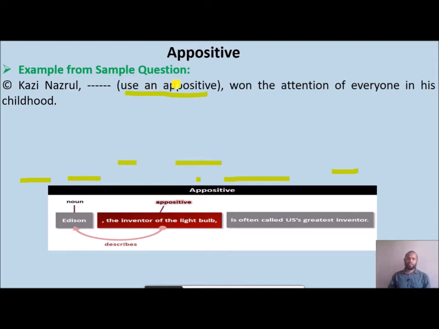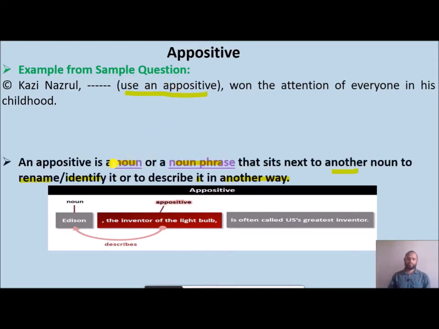Now a question may arise: what is an appositive? An appositive is a noun or a noun phrase that sits next to another noun to rename or identify it or to describe it in another way. Okay, so an appositive sits beside or next to another noun, and its purpose is to rename that noun or to identify it or to describe that noun in another way.